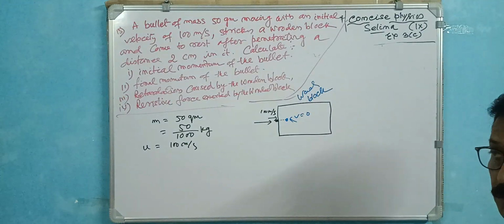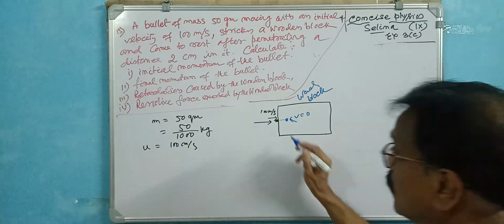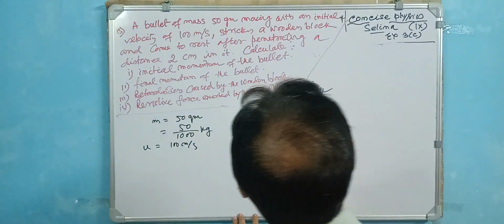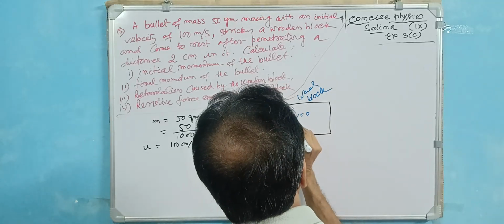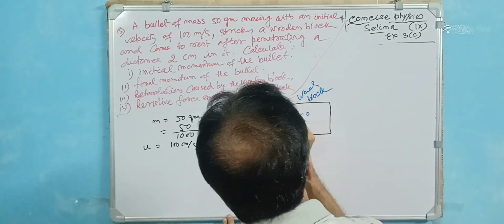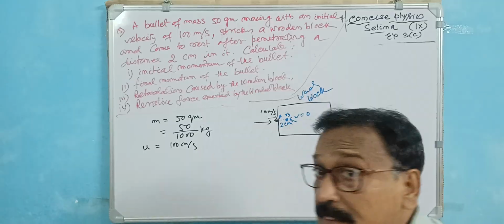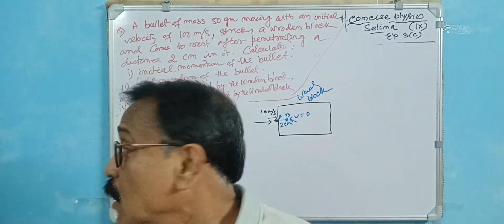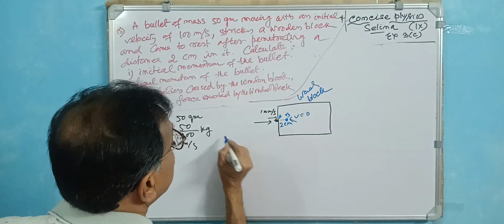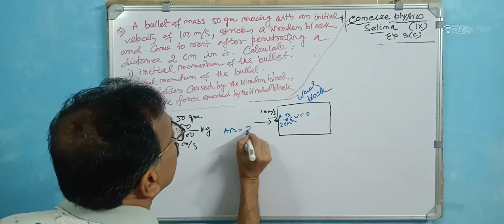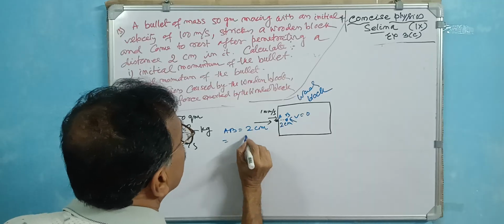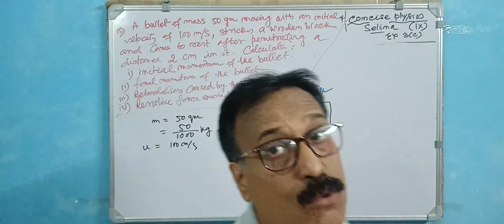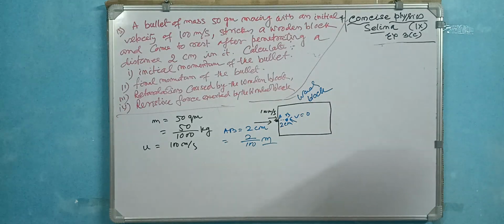Because a very large force is developed, it penetrates and comes to rest. It penetrates 2 centimeter. Suppose this distance is AB, and AB distance is 2 centimeter. Very interesting sum. First, this distance AB, 2 centimeter, you convert to meter: 2 by 100 meter, because we convert everything to the SI system.